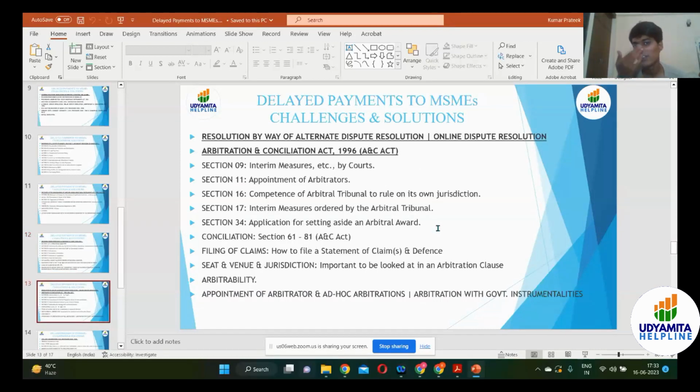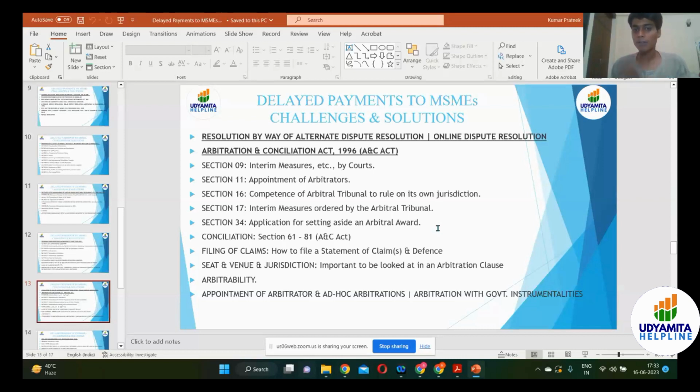The resolution by way of alternate dispute resolution. All the proceedings under the MSMED Act are governed by the Arbitration and Conciliation Act, right? So it is important for you to understand some provisions of the Arbitration and Conciliation Act. These provisions are very important, and a lot of judicial deliberation has already been done. For me to give a detailed analysis of these provisions would take a lot more time than we have right now. So I'll just briefly touch upon the provisions.